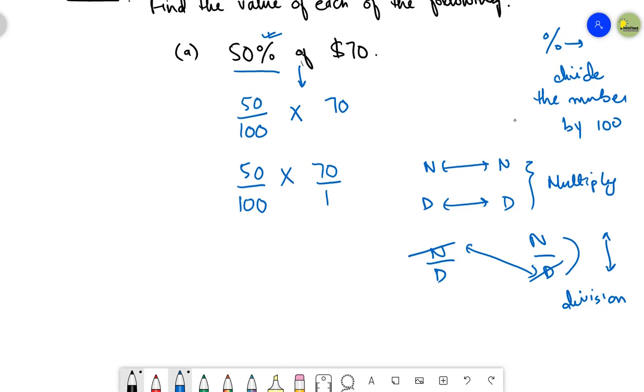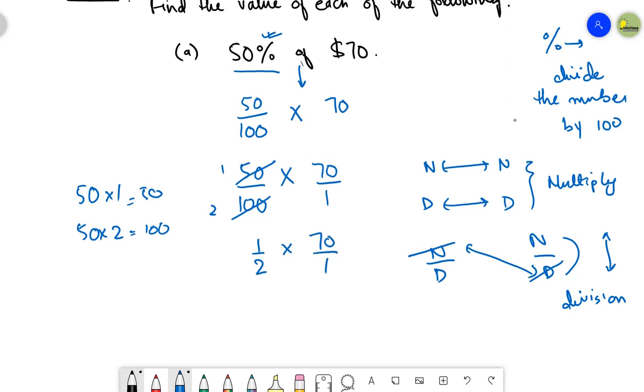Okay, now let me talk about 50 upon 100. 50 can be cancelled with 100. How? You can cancel it by the table of 50. 50 multiplied by 1 is 50 and 50 multiplied by 2 is 100. So you can cancel 50 upon 100 by the table of 50. 50 ones are 50, 50 twos are 100. So it is 1 upon 2 multiplied by 70 upon 1.